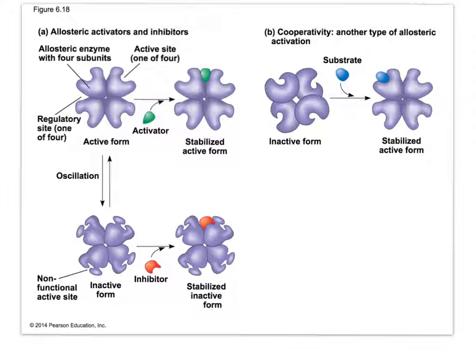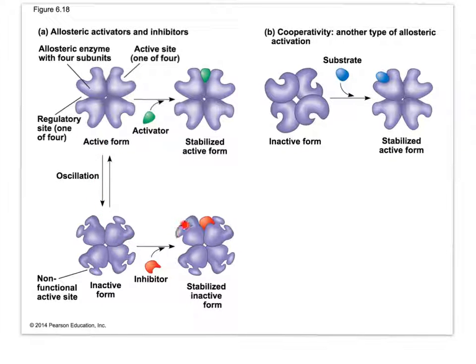Here's an enzyme with 4 subunits. One of the areas of this subunit is an example of an area for allosteric regulation. The activator binds and stabilizes this form. Now all 4 of these active sites can bind to substrates, okay? And then here's the inactive form, so it's going to go back. Oscillation means it's going to go back and forth between these.